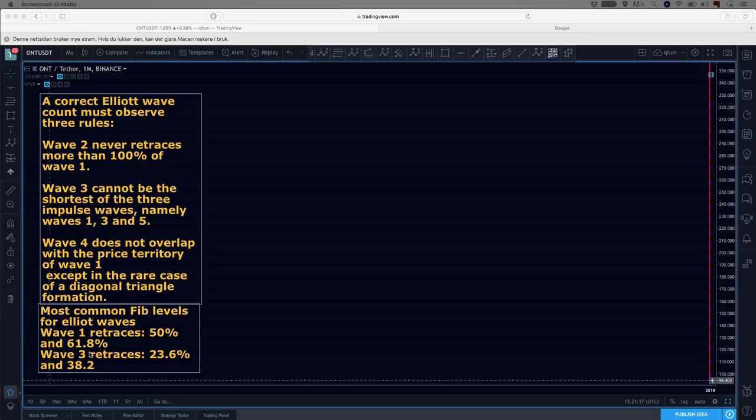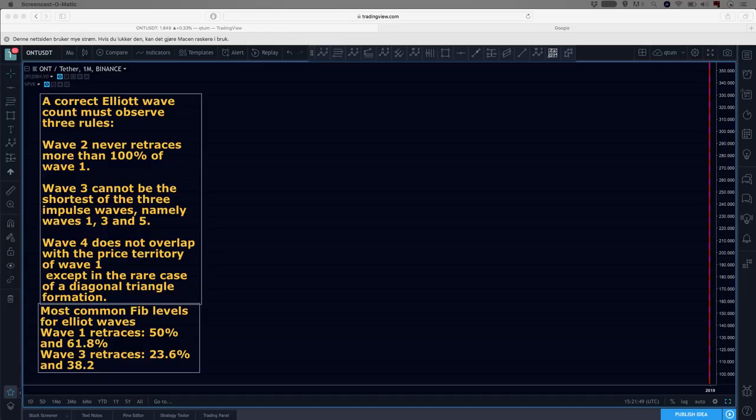And a correct Elliott wave count must observe 3 rules. Wave 2 never retraces more than 100% of wave 1, so it has to stay internal. Wave 3 cannot be the shortest, and is often the longest of the 3 waves. And wave 4 does not overlap with the price territory of wave 1.